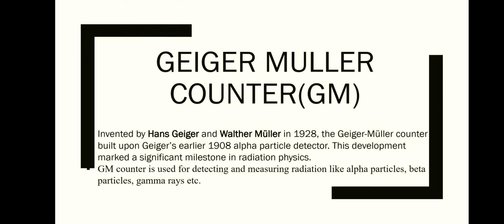Geiger had earlier created an alpha particle detector in 1908, but after teaming with Müller, they improved it and made a counter that can detect multiple types of radiation. Today, GM counters are widely used in laboratories, hospitals, nuclear plants, and research centers.